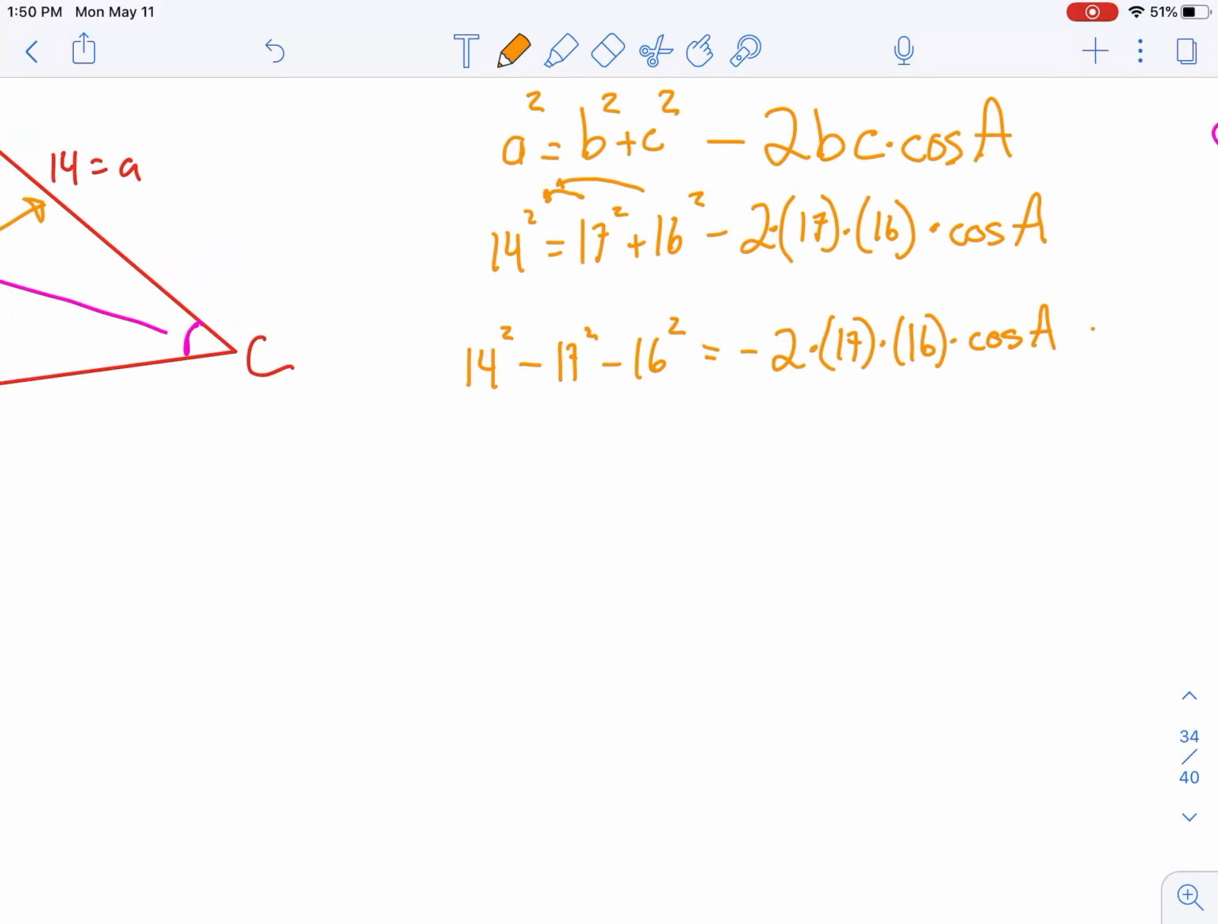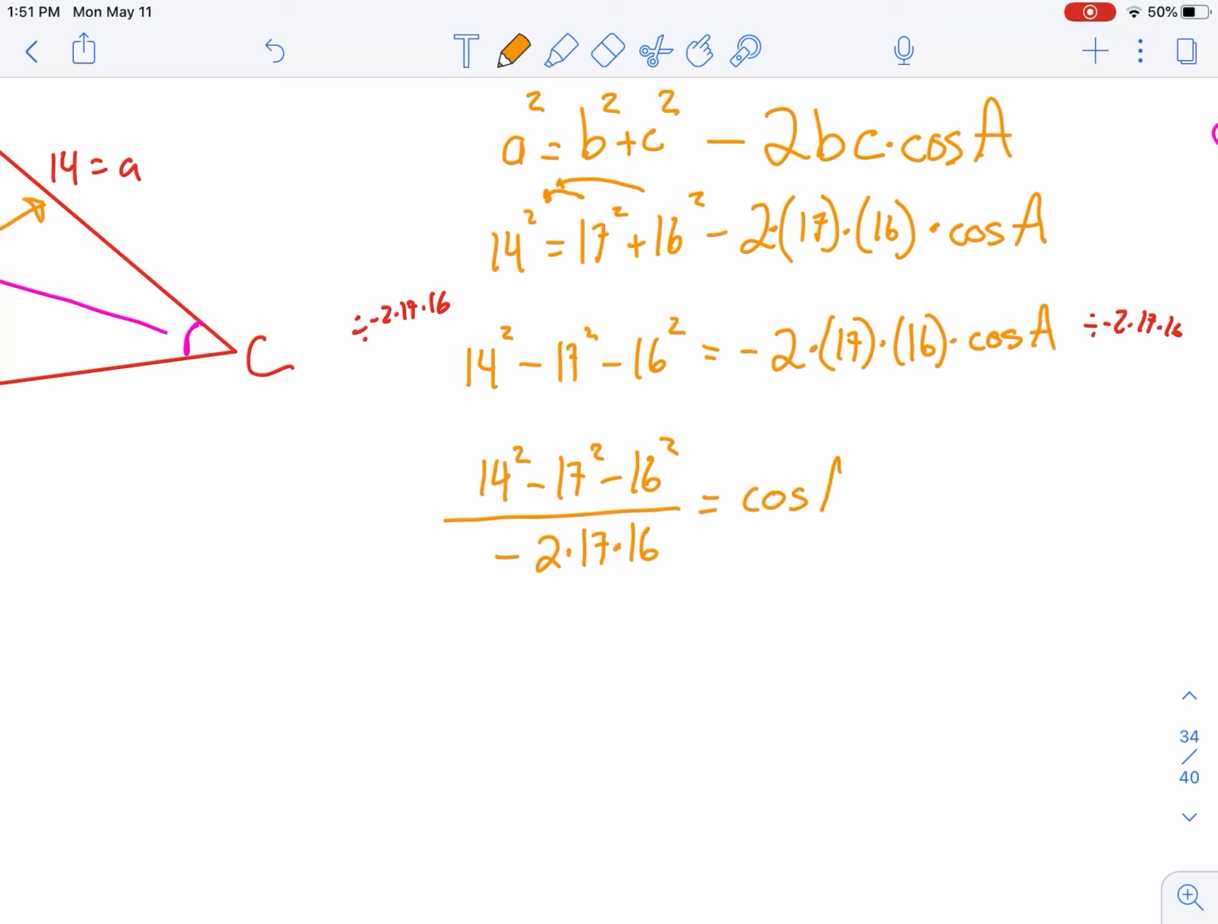We're going to divide the right and left-hand side by, let's do this in another color so it's not so confusing, minus 2 times 17 times 16. If we divide that side, those two will cancel out. And if we divide one side, we have to divide the other by minus 2 times 17 times 16. So we're going to have 14 squared minus 17 squared minus 16 squared divided by minus 2 times 17 times 16 is equal to cosine of A.